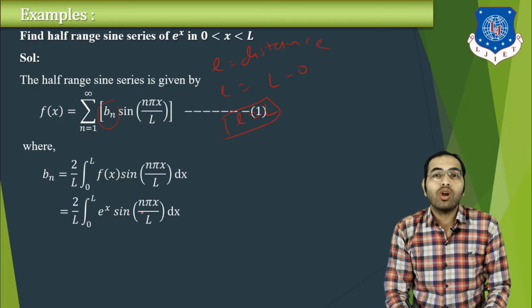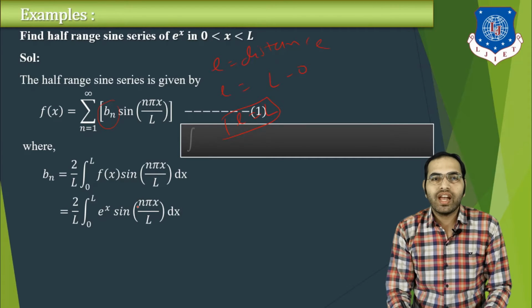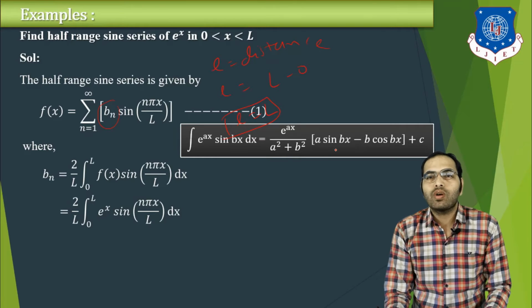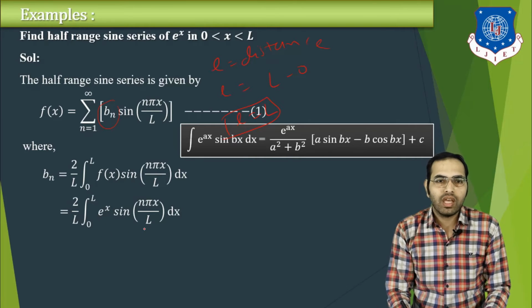Here we cannot directly apply integration by parts, that is the product rule or Bernoulli's rule. For that we have the formula which we already learned in 12th science: integral e raised to ax sin bx dx equal to e raised to ax upon a square plus b square times a sin bx minus b cos bx plus c. For that a equal to 1 and b equal to n pi by capital L.